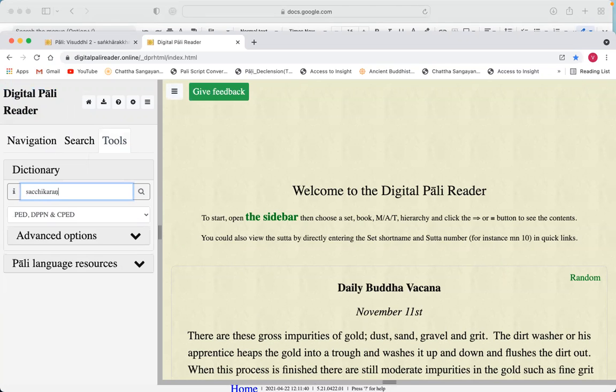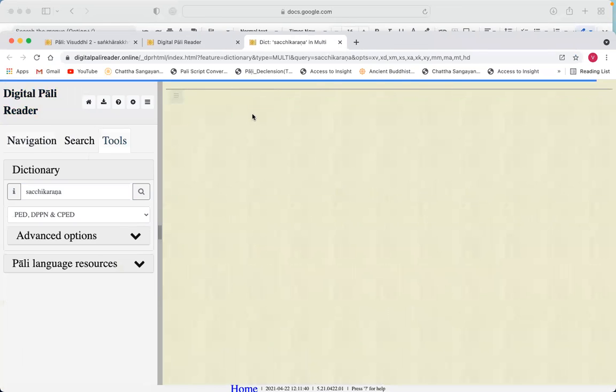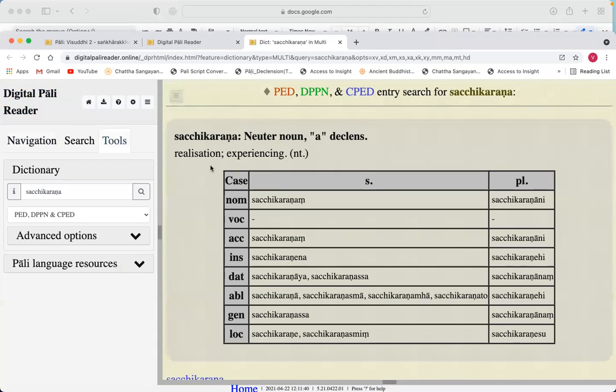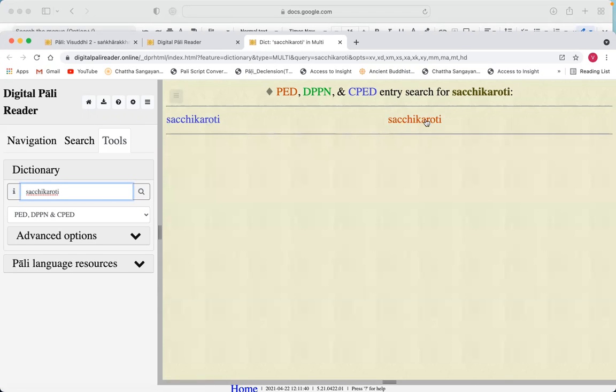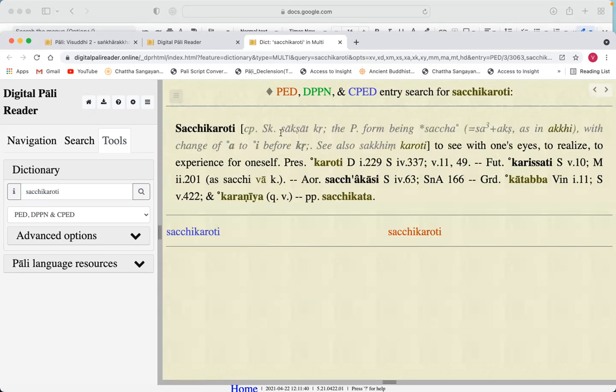So for example, sichikarana, which means realization. As a verb form, sichikarodi is actually very related to sicha or sa-ekha, aksha. Ekha also means eye. But it is inserted in this way.